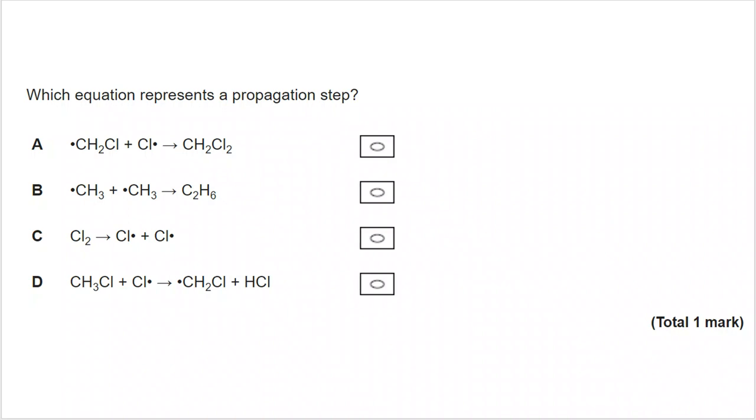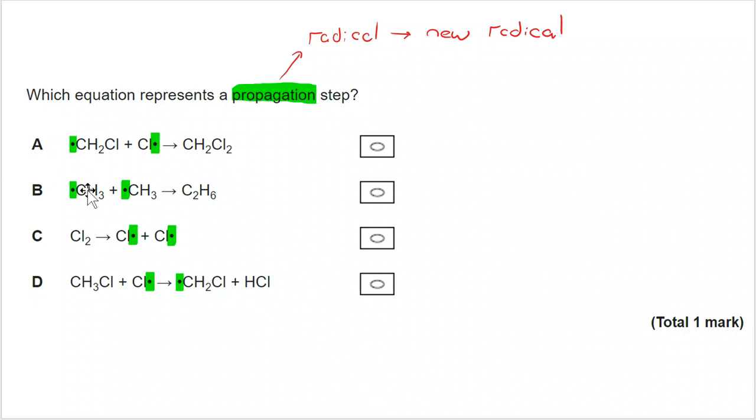So on here, what we're looking for is a propagation step. Now, in a propagation step, we start with a radical and we end up with a new radical. So if we now go through and highlight where the different radicals are, I can see I've got 2 on the left here, 2 on the left here, 2 on the right here, and 1 on either side here in D.